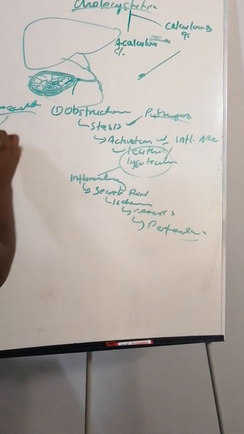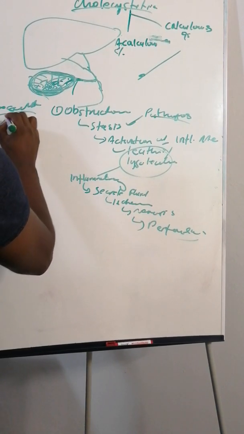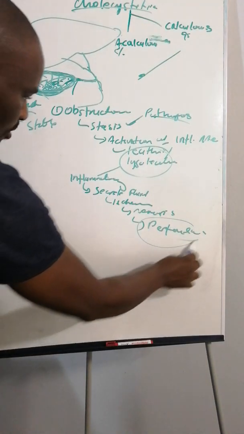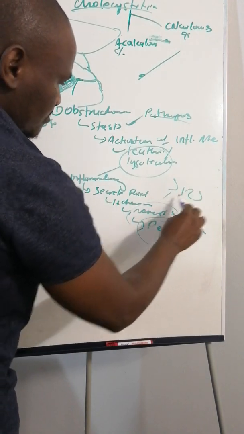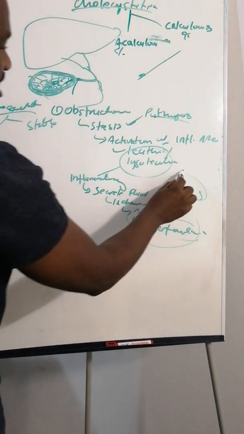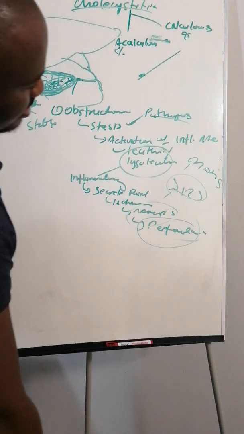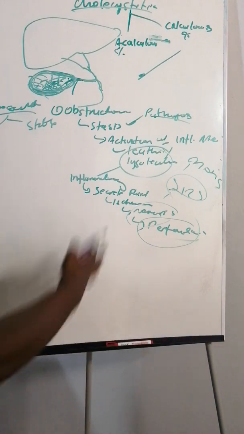Presentation. The presentation can be, they can come in unstable or stable. Why would a patient with cholecystitis present unstable? Once you perforate, necrosis, you can easily run into SIRS, systemic inflammatory response syndrome. And once you get to SIRS, you easily get to MODS, multi-organ dysfunction syndrome. You can get into multi-organ failure because of the SIRS.